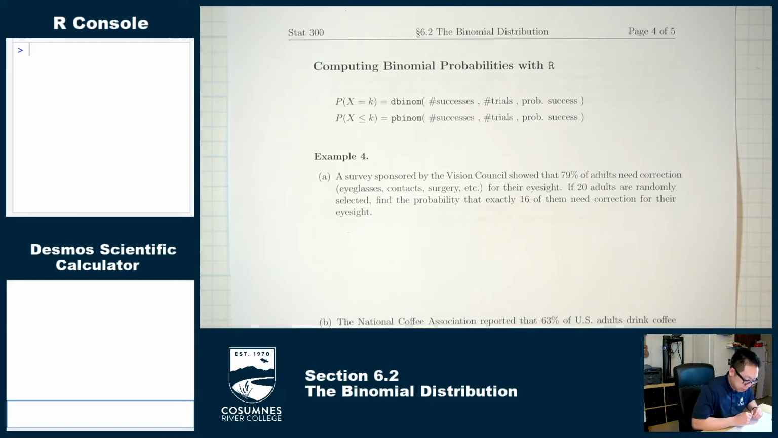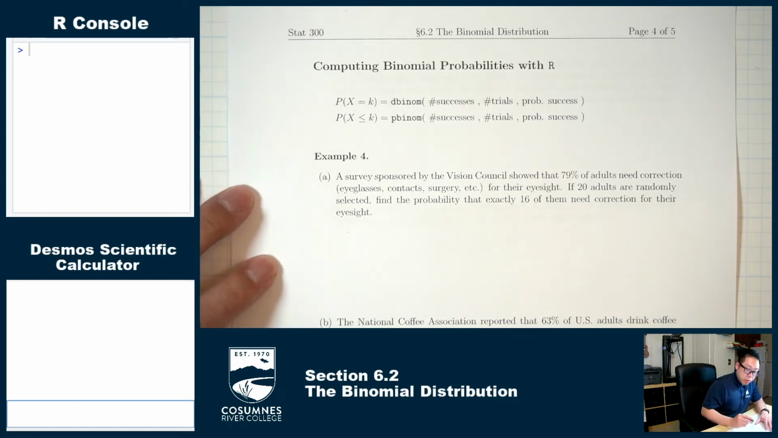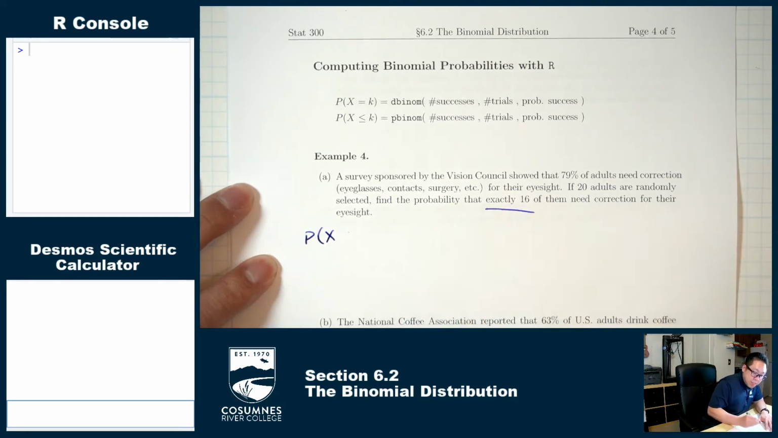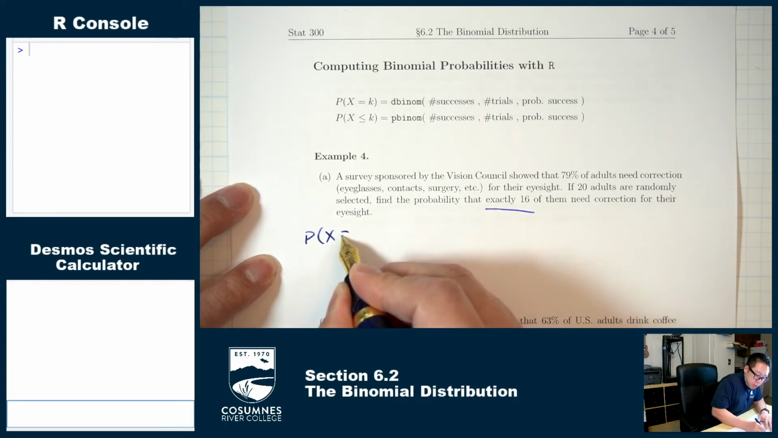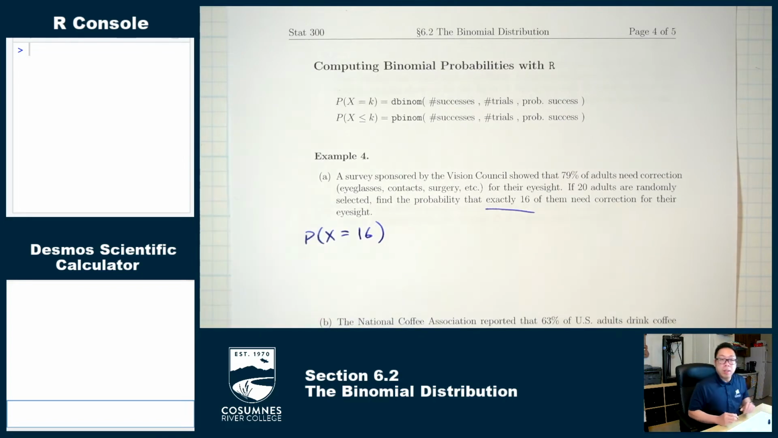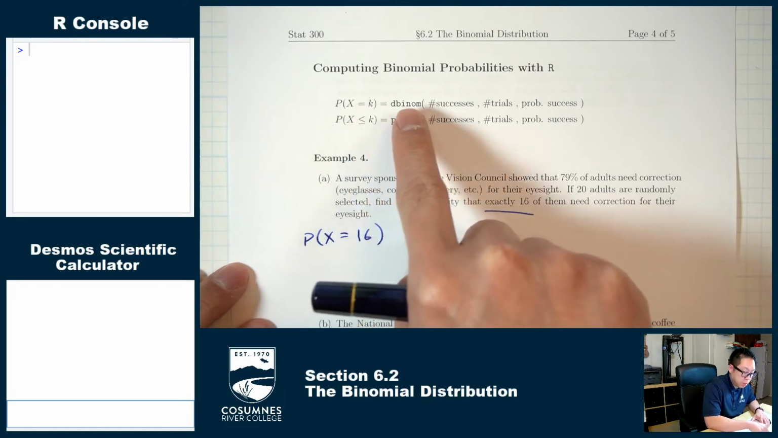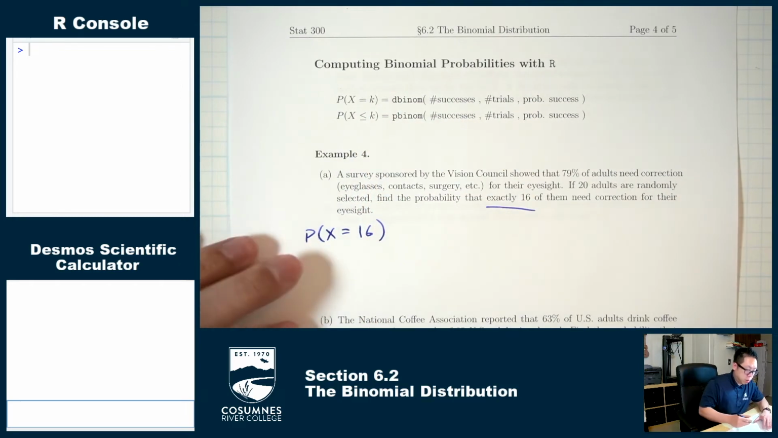Example 4, part A. A survey sponsored by the Vision Council showed that 79% of adults need correction for their eyesight. If 20 adults are randomly selected, find the probability that exactly 16 of them need correction for their eyesight. I'm going to translate this into symbols. So I'm looking for probability of X is exactly 16. Exactly 16 translated would be equal to 16. And I noticed that equal to 16 is something that R is going to do for me directly. So equal to K, I should be doing dbinom.